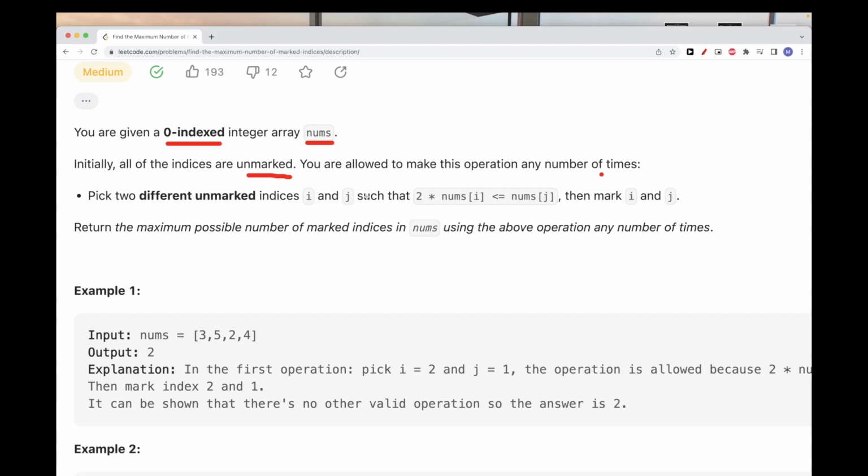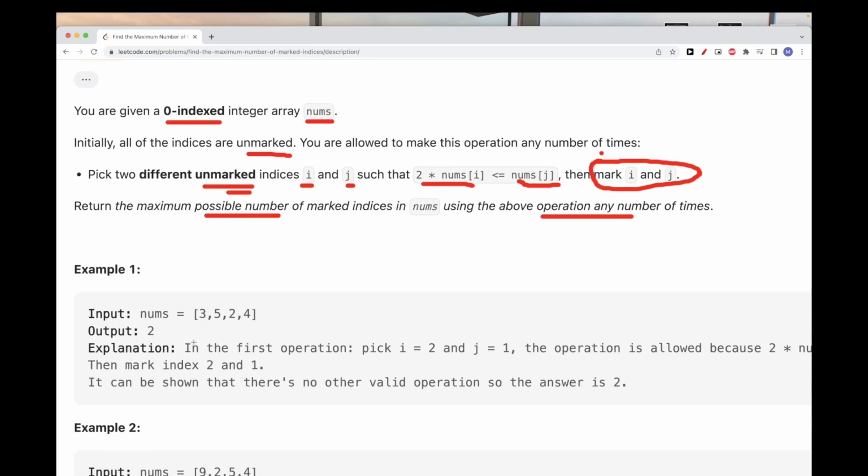The operation is to pick two different indices that are unmarked, i and j, such that 2 multiplied by the number at i is smaller or equal to the number at j. And then we mark those two indices, which basically means we can't take them again, right? And the goal of the problem is to return the maximum possible number of marked indices in the array using this operation, any number of times we want. So we want the maximum number of indices we can take using any number of operations.